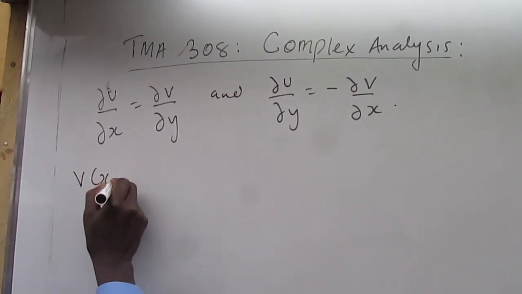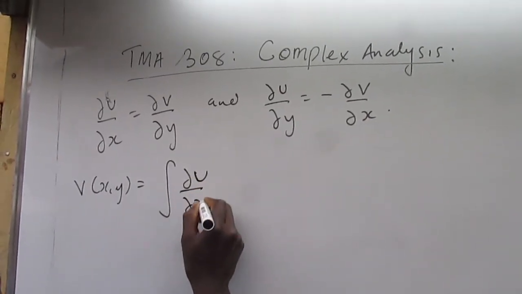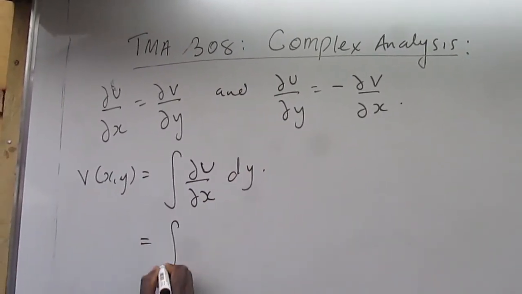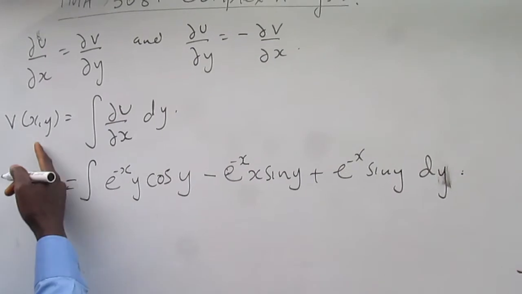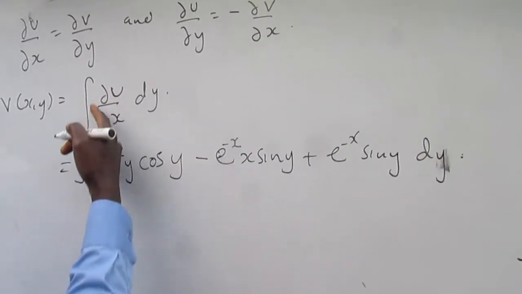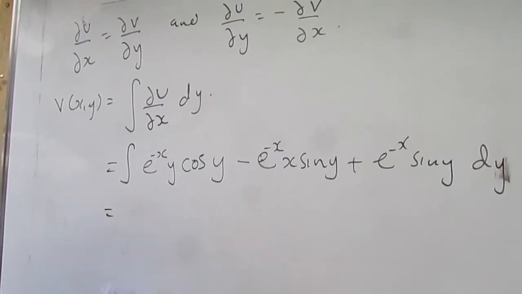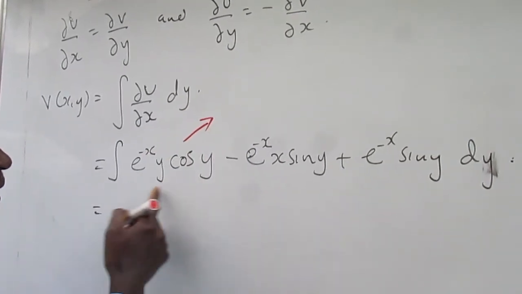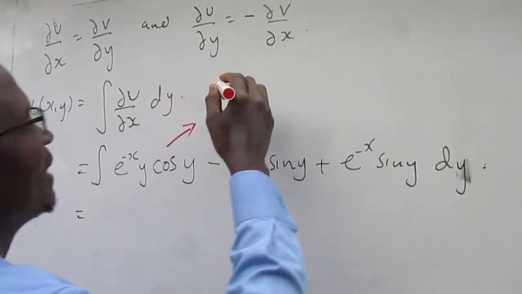So we say that v of x, y is equal to the integral of the partial of v with respect to y. And so let me just write out what we had. The function we're going to integrate is this function here, that is after expanding the brackets in our first partial with respect to x of u. And in order to integrate this, we'll have to integrate this part by the product rule for integration, that is integration by parts.